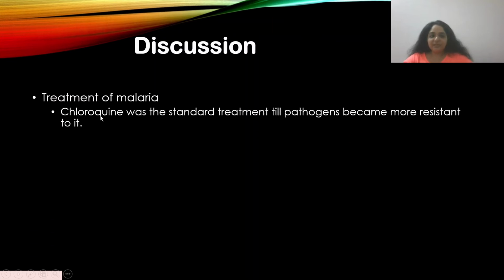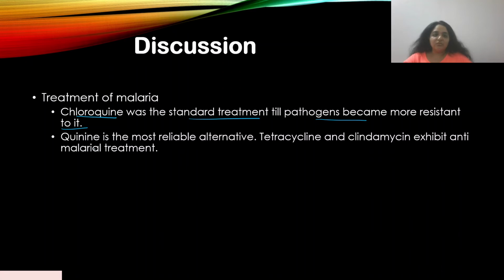The treatment of malaria: chloroquine was the standard treatment till pathogens became more resistant to it. So quinine is the most reliable alternative. Tetracycline and clindamycin also exhibit anti-malarial action. So this is what's used currently for treatment of malaria.